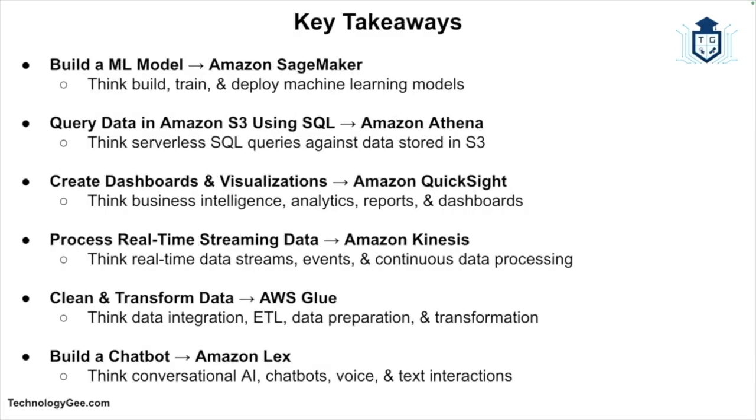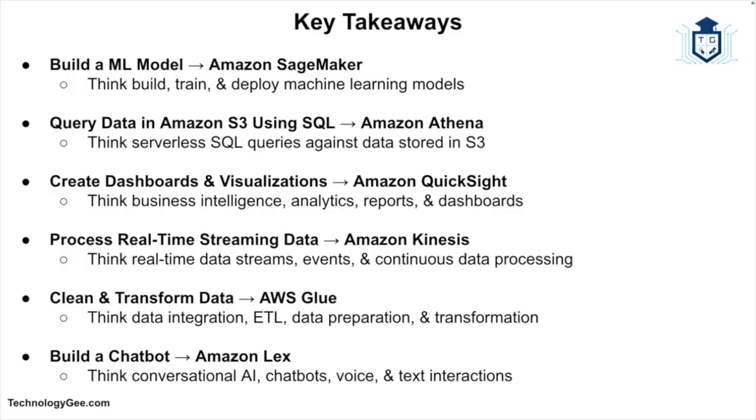So let me go ahead and wrap all this stuff up. Here's what you need to understand. You don't need to memorize the features. You just need to understand their use cases. So if you see a question like, which service would you use to build a machine learning model? You should automatically be thinking about SageMaker. If you see a question that says something like query data stored in S3 using SQL, the answer is going to be Athena. If it says something like create dashboards, we're talking about QuickSight.